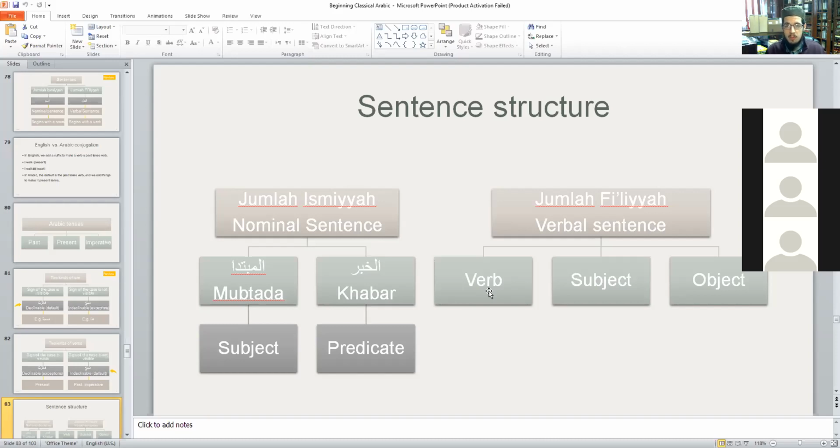أَرَأَيْتَ الَّذِي يُكَذِّبُ بِالدِّينِ. Right? إِذَا جَاءَ نَصْرُ اللَّهِ وَالْفَتْحُ. تَبَّتْ يَدَا أَبِي لَهَبْ وَتَبَّ. These are all verbal sentences.